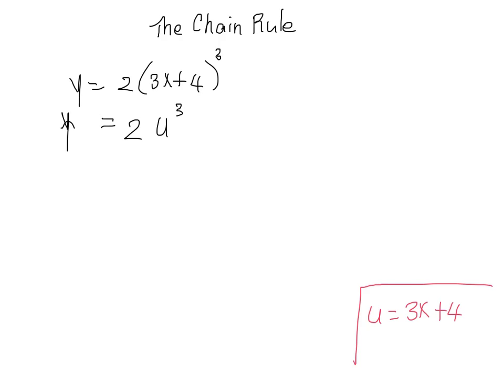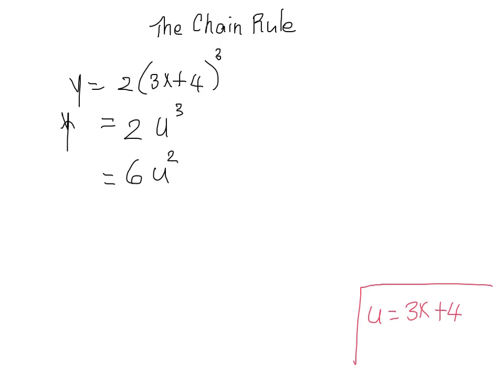Now that looks like something we know how to differentiate. If we differentiate this, you multiply your exponent by your coefficient, you get 6, and then you take 1 from the exponent, and you get squared. So you get 6u squared.